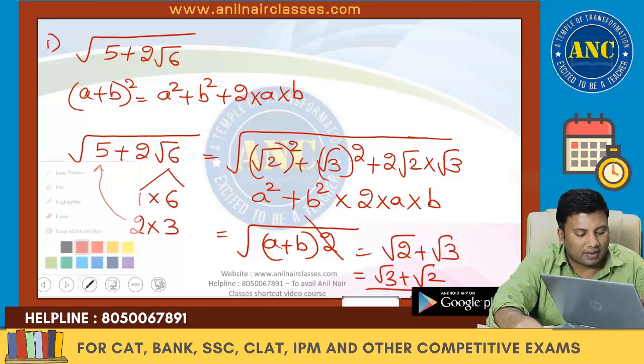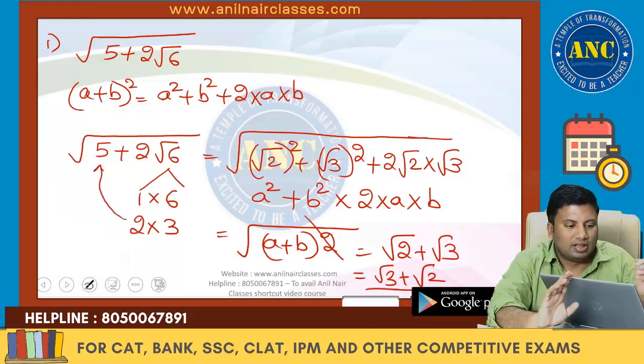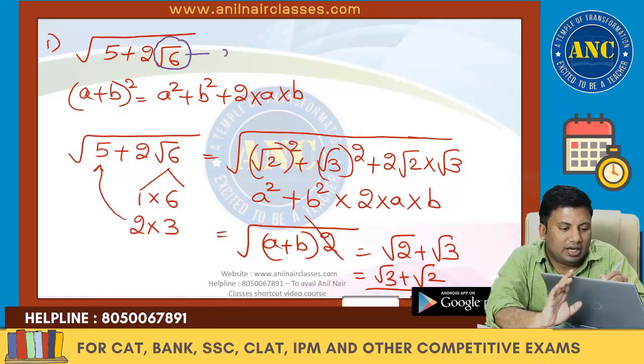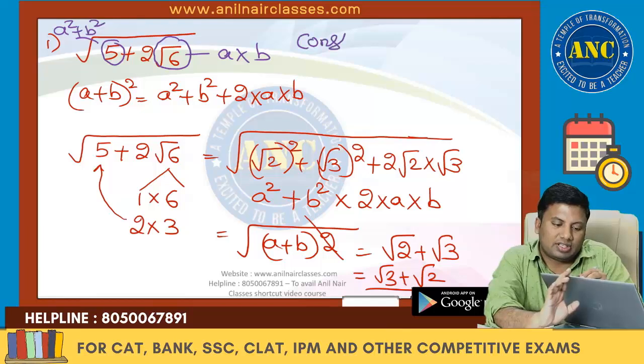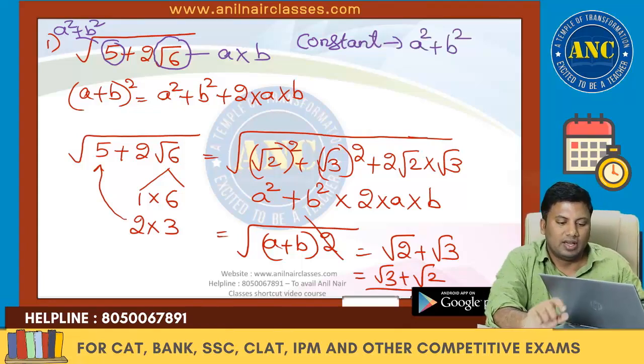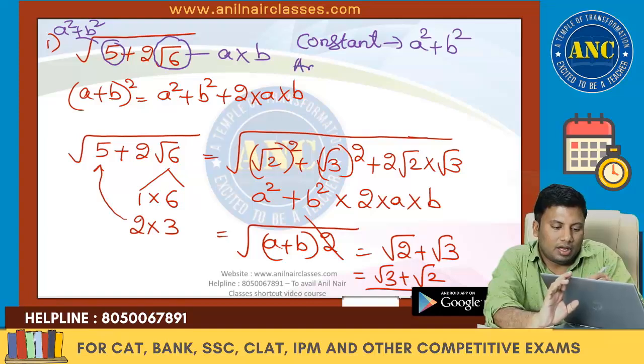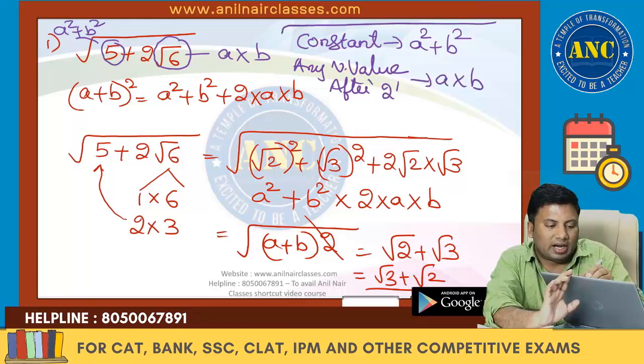So what is the learning from this question? This is nothing but A into B, and this is nothing but A square plus B square. So if any constant term is there, that is nothing but A square plus B square, right? Any numerical value after 2 is there, it is nothing but A into B. This is the entire idea.